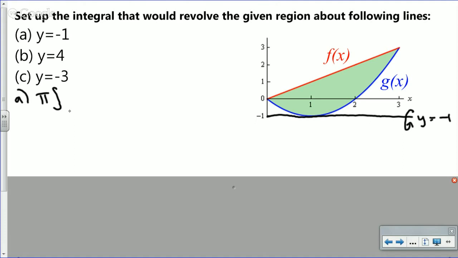Now, do we want to use dx or dy? We want to use dx because this is a horizontal axis of revolution, so that means my limits of integration must be x values. So what should my limits of integration be? Well, they should be 0 and 3 because my x's go from x equals 0 to x equals 3. All right, and my formula is capital R squared minus little r squared, right? And we decided this would be dx.